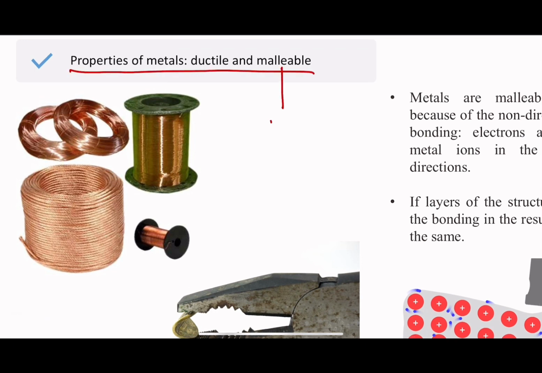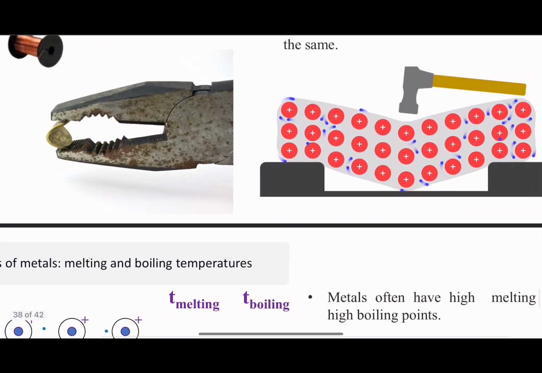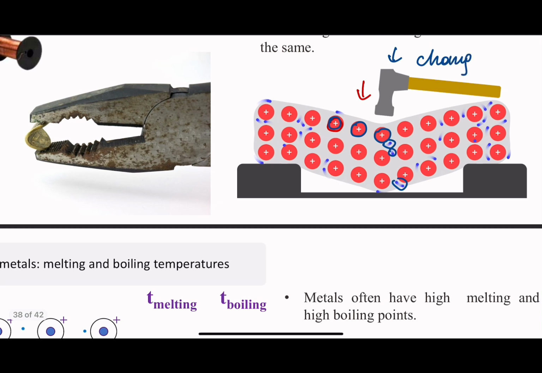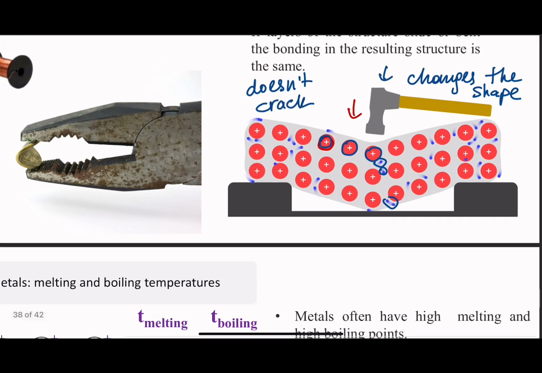We already tested some of the metals with the hammer, right? When you hit it with the hammer, I have here positive ions of metals, right? And I have here electrons, you guys see. When I hit it with the hammer, it just changes the shape easily, right? But it does not shatter or crack when you have metal bonding.